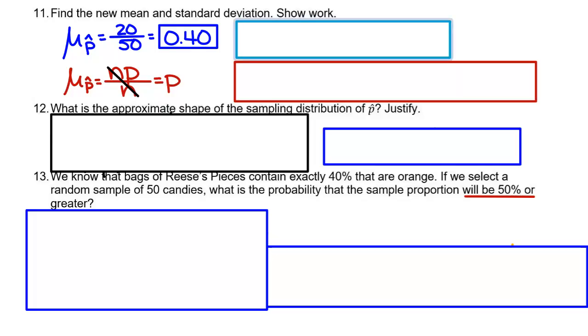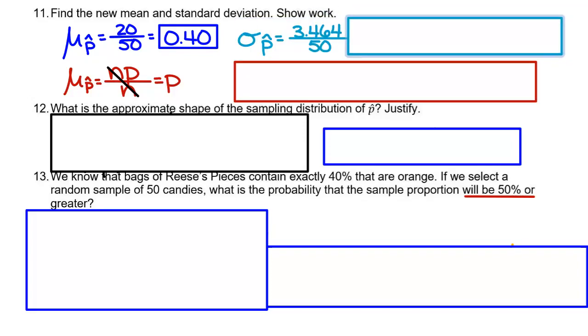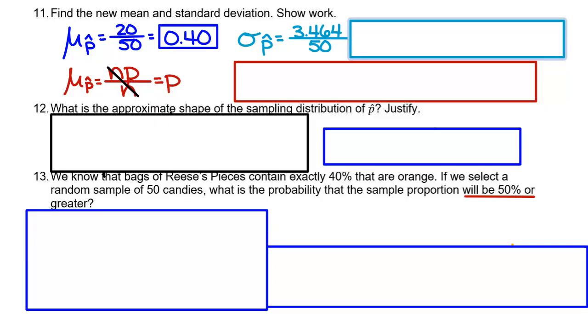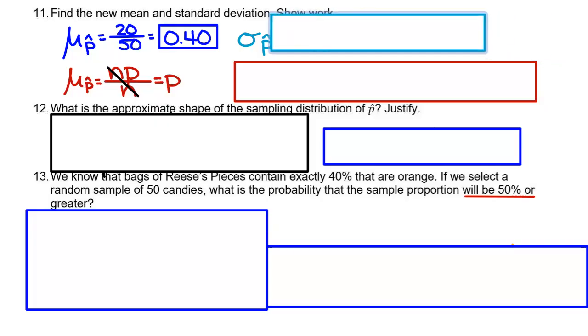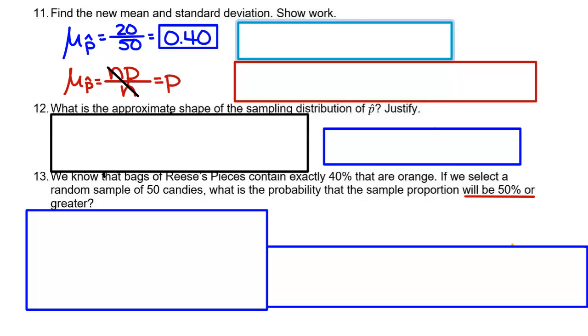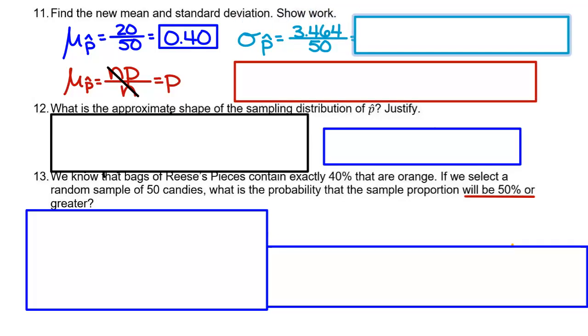For standard deviation, what did we do to calculate standard deviation before? n times p times 1 minus p, all underneath the square root, right? But then we're calculating a proportion, so what would I do to that? By 50. We're going to divide by our sample size. We took our expected value from before, we divided it by 50. That's how we got 0.4. So here I would take my standard deviation from before and divide it by 50.